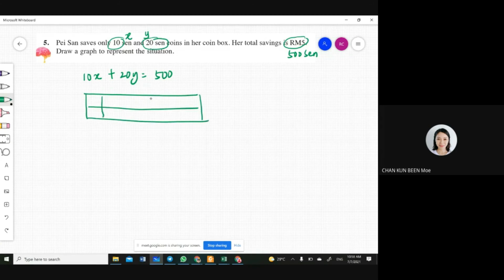Table of value, I can make it simple. You just need to write down X and Y. After that, you are going to fill in the value over there. So if X is equal to 0, what is the value of Y? If you don't know how to do it, you can just write down 10 times 0 plus 20Y is equal to 500. So 10 times 0 in front is 0. 20Y is equal to 500.